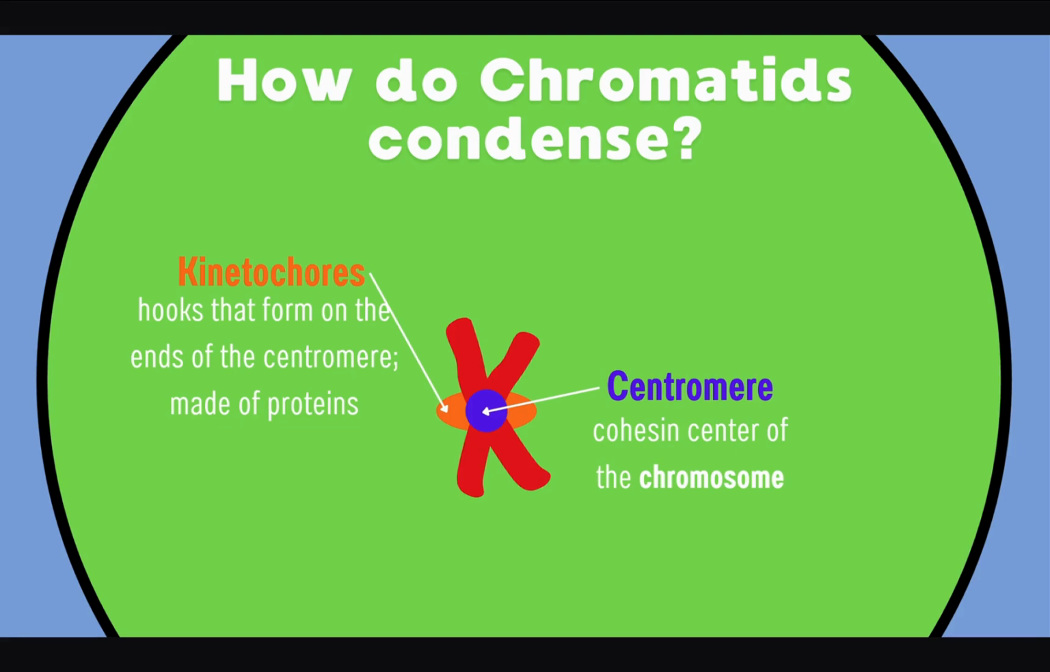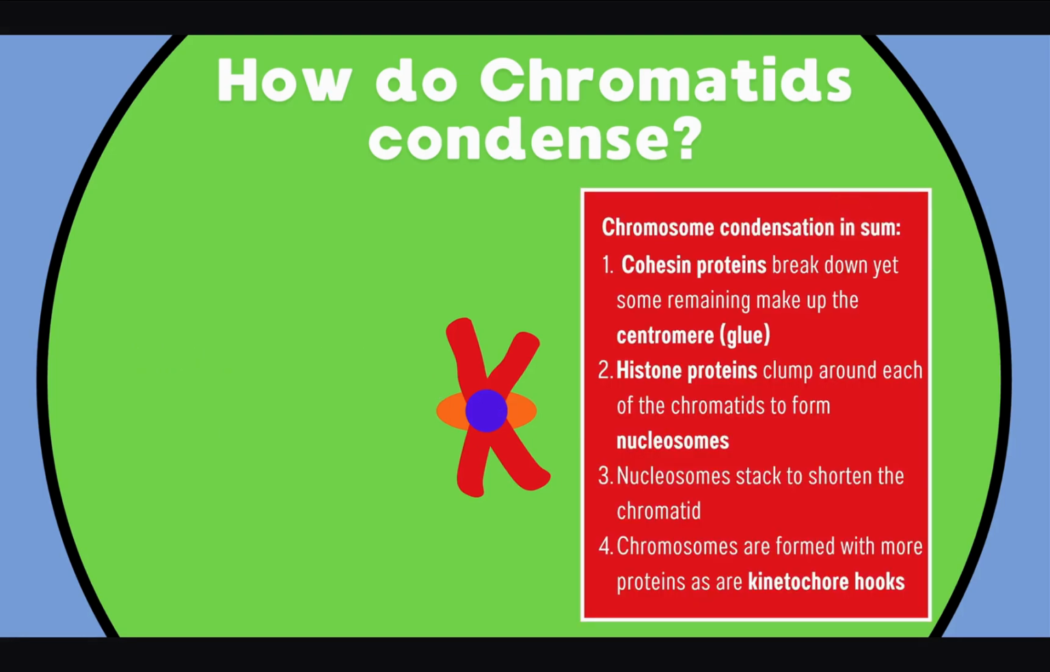Alright? So as a quick review, I know that was a lot. The cohesin proteins holding the two sister chromatids together when they're very long are going to break down, but some remain to make up the centromere, which still holds them together like glue. Alright? So after that cohesin breaks down, histone proteins are going to come and clump around each of the chromatids' DNA to form nucleosomes. And those nucleosomes are going to stack to shorten the chromatid.